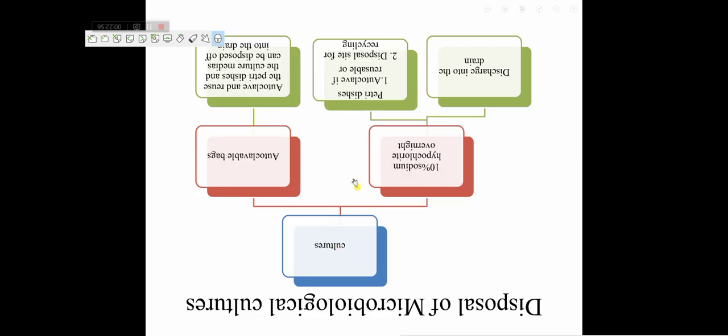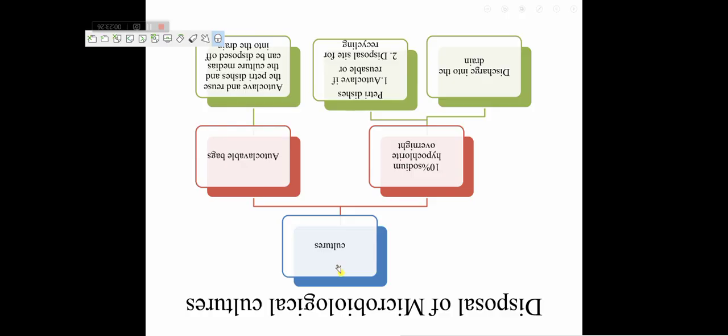Now coming to the disposal of microbiological cultures. So here these are the cultures, 10% sodium hypochlorite overnight, and here there will be autoclave bags, right? Then discharge into the drain, and petri dishes, autoclave if usable, disposal site for recycling. And autoclave and reuse of the petri dishes, and the culture media can be disposed of into the drains.